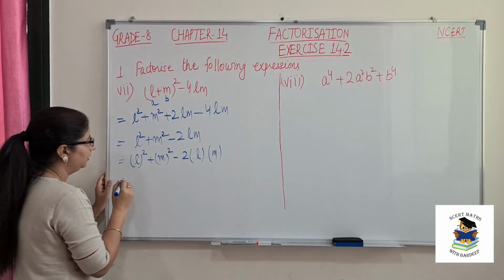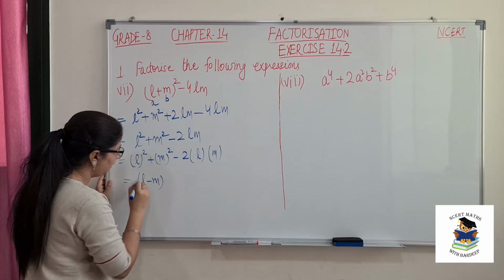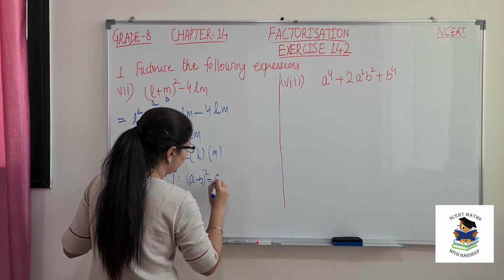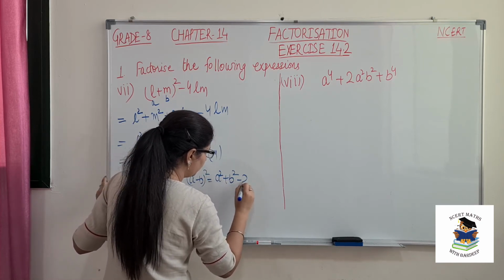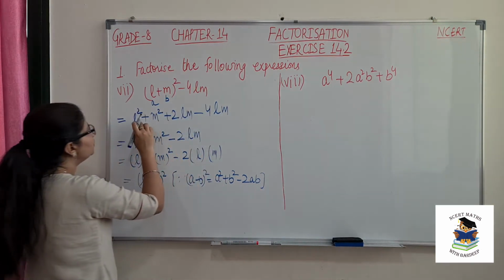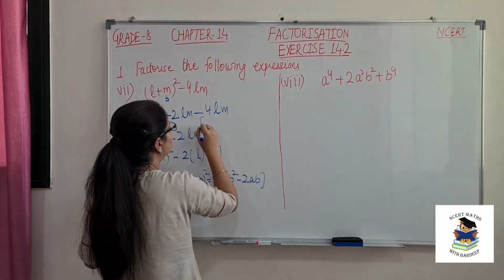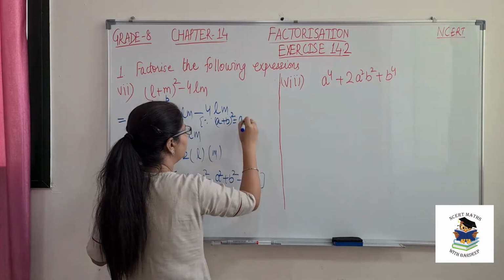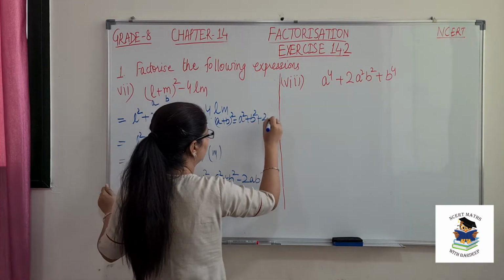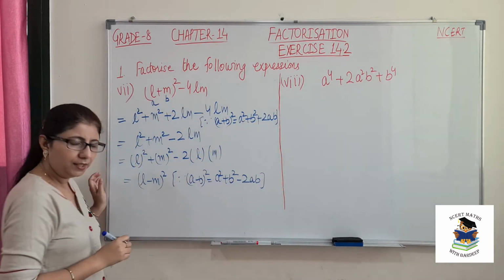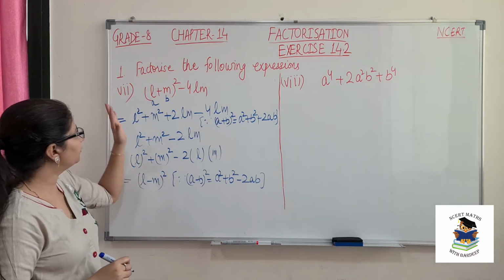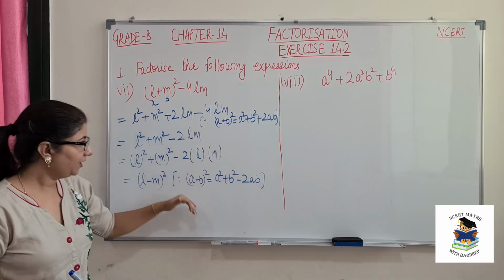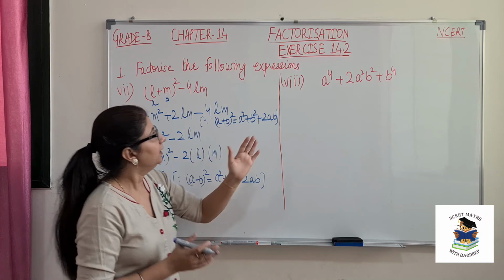Okay. So this is equal to l minus m whole square, because a minus b whole square is equal to a square plus b square minus 2ab. Since we have used identity here also, you should write this is a plus b whole square is equal to a square plus b square plus 2ab. Okay. So this is our seventh part, in which first we have used identity to open this, then we have simplified this, and then again used identity to factorize it. Let's see the last part.